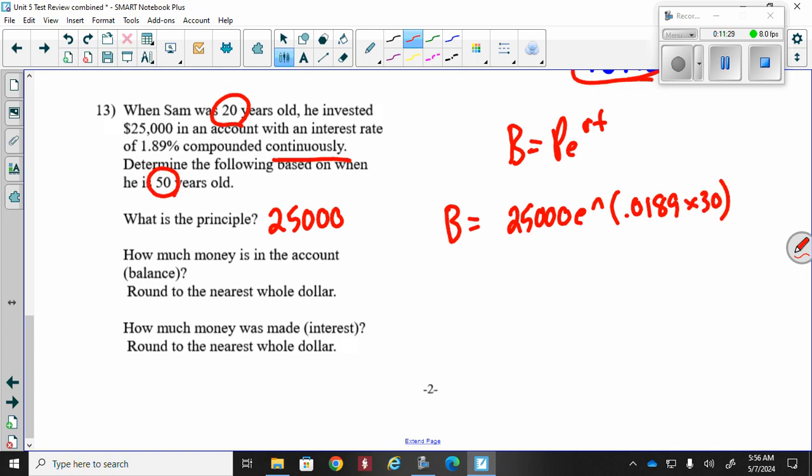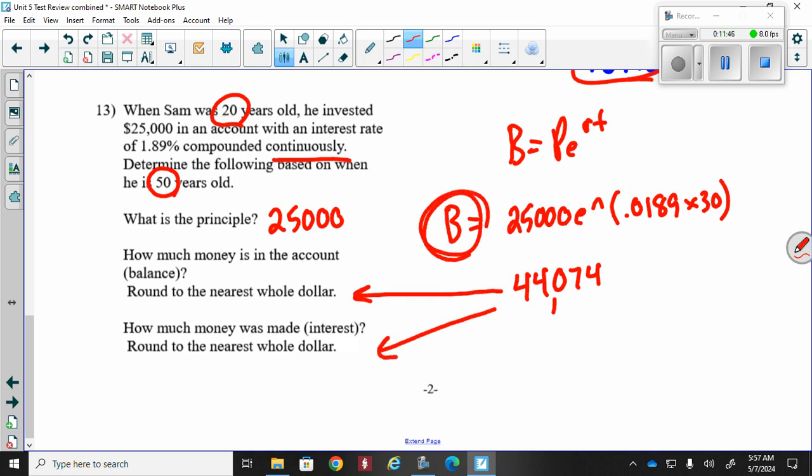So 25,000 e to the 0.0189 times 30. The calculator says 44,074. So is that the balance or is that the interest? Well, the problem starts with a B, so that's my balance, 44,074. So a simple subtraction problem will give me how much money I made. So 19,074. There we go. That's it.